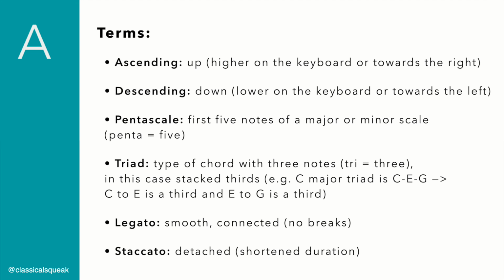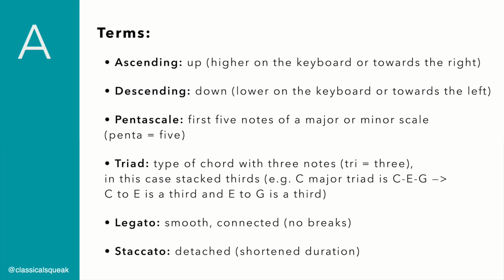Some useful terms. Ascending means you're going up, which is higher on the keyboard or towards the right. Descending means you're going down, which is lower on the keyboard or towards the left. Pentascale. A pentascale consists of the first 5 notes of a major or minor scale. Penta meaning 5.